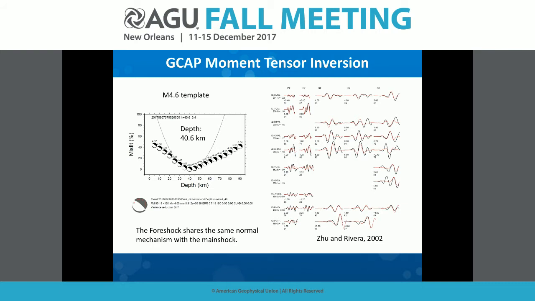Then we moved on to get the source properties starting from the template event. We used a generalized cut and paste method to get both the focal mechanisms and the focal depths. The source mechanism is very similar to the main shock: a steeply dipping normal event, and the focal depth is about 40 kilometers, which is about 10 kilometers above the SSN focal depth of the main shock.